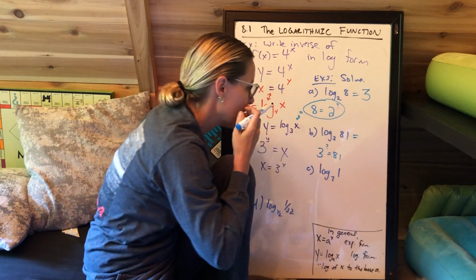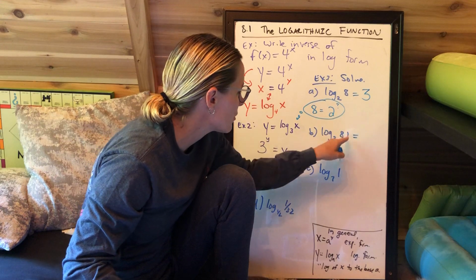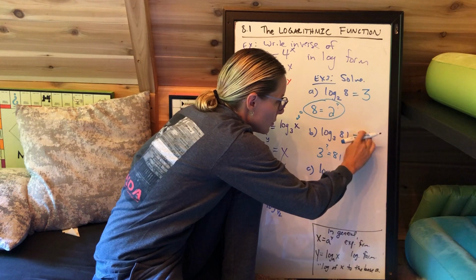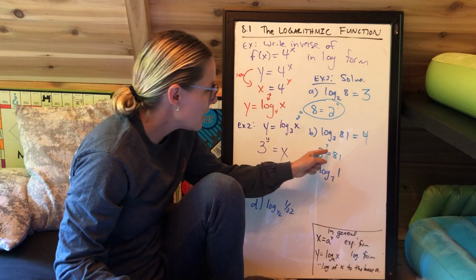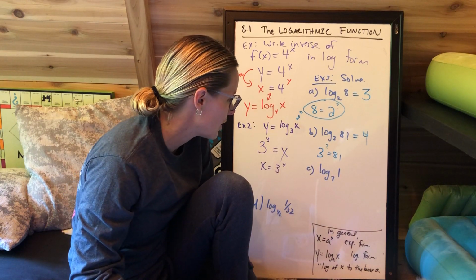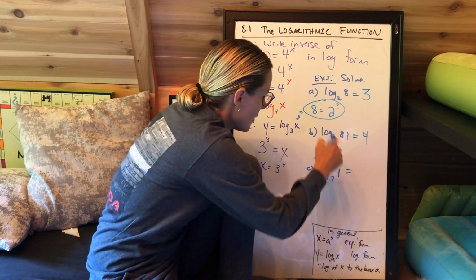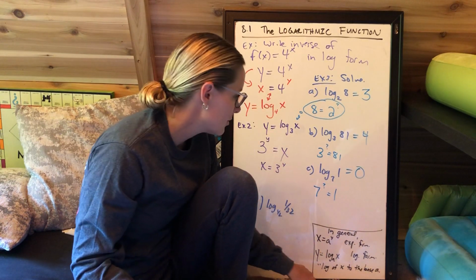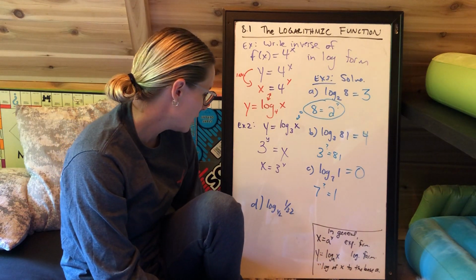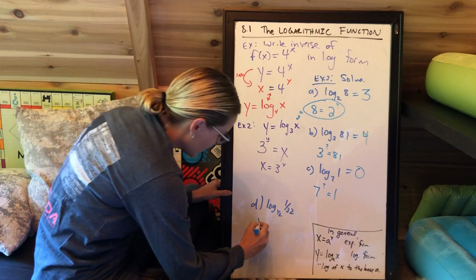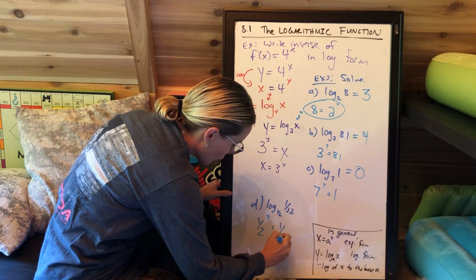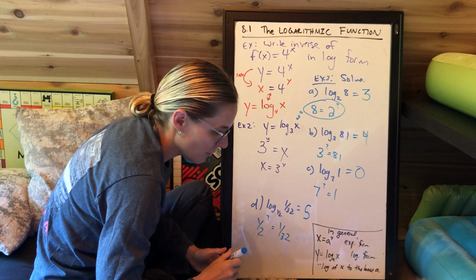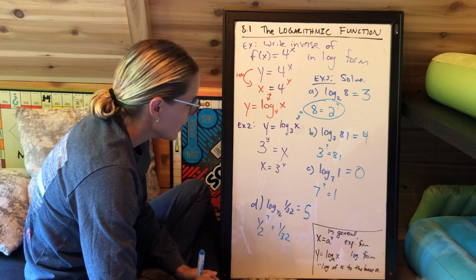Okay, thought bubble. Okay, what are you thinking? 3 to what power gives me 81? 3 to the power of 4. Okay, so you had to recognize in your head 3 to the power of 4 is going to give me 81. Same thing here. The base is 7. 7 to what power is going to give me 1? 7 to the power of 0. Anything to the power of 0 gives you 1. Okay, and the last one, 1/2 to what power gives me 1 over 32? And you would have to know that 2 to the 5 is 32, and that's going to give you the answer there.